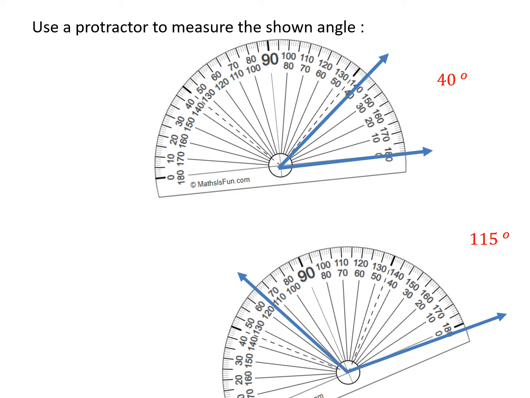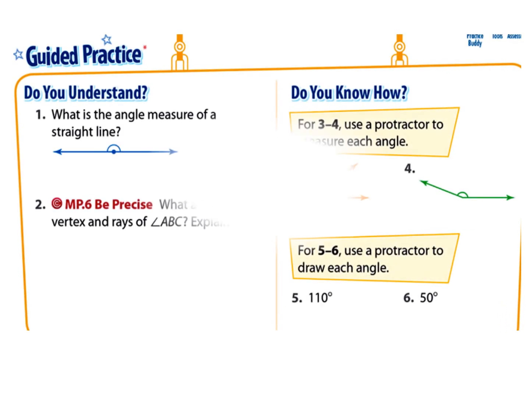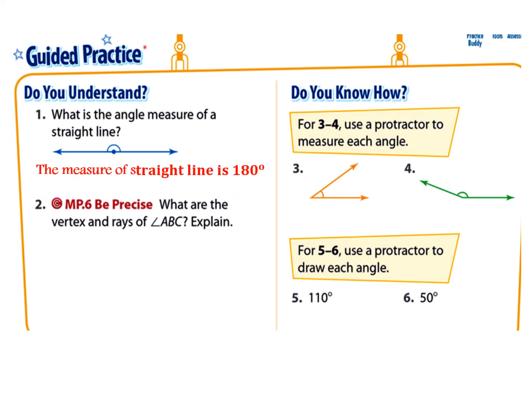Okay. After that, here are the answers to some questions in the book. Firstly, question number 1: what is the angle measure of the straight angle? I think you know this one from a long time ago, that the measure of the straight angle is exactly 180 degrees. Question 2: what are the vertex and rays of the angle ABC?